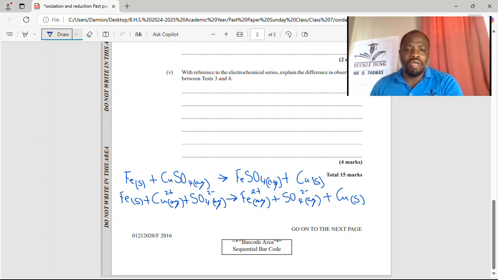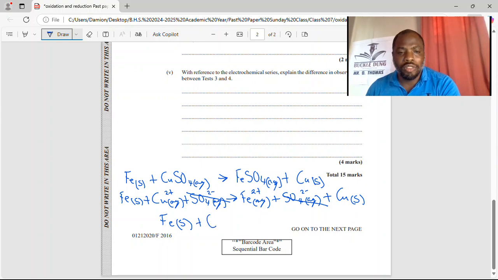Then we look on both sides of the equation for the spectator ions, the ions that are just there and not taking part in the reaction. Which ion is that? The sulfate ion. So we eliminate the sulfate ion. Bear in mind, this is the equation that CXC wants. But I'm showing you how we get to that equation. So this is what we want to have.